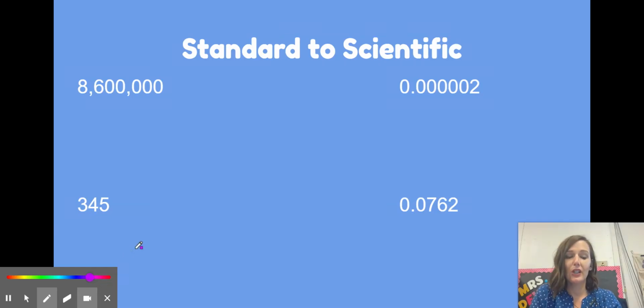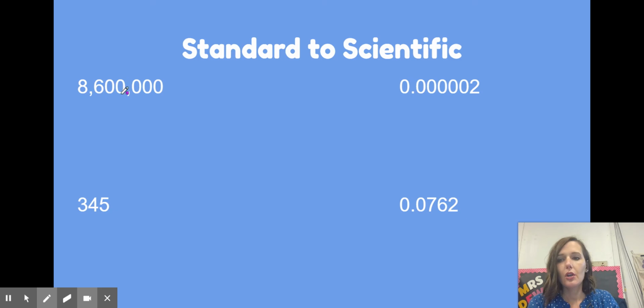Okay, the next thing we need to go over is how to go from standard to scientific notation. So we have our number here, and first step, you want to find where your decimal is. If there's not a decimal, remember it's always right here on the far right. And then you want to decide where you want your decimal at. You want your decimal to be after a single digit. So it has to be after a 1, 2, 3, 4, 5, 6, 7, 8, or 9.